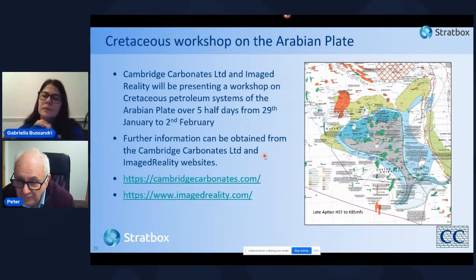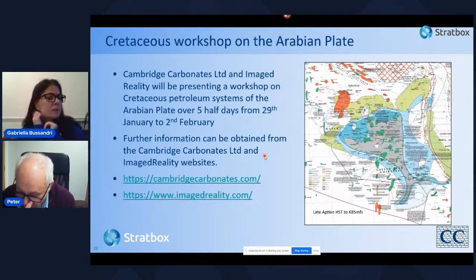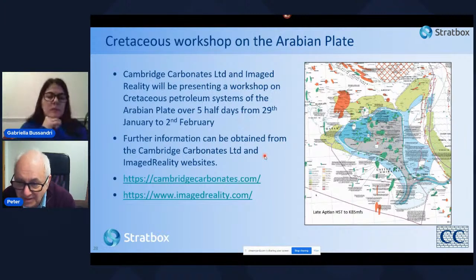And as I mentioned, I've been talking about the Cretaceous now, but we also have these maps for the entire Phanerozoic. And I would also mention that another publication came out of this, which is the 2010 book, Petroleum Geology of Iraq.